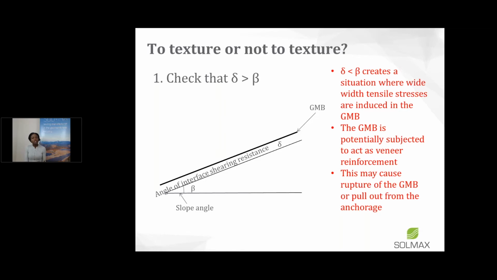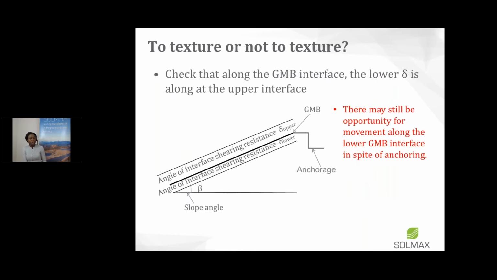So if you do find yourself in a situation where you designed for a 3-to-1 slope, however, something happened, and then you ended up with a 2-to-1 slope, now your slope angle may be more than your interface friction angle between your geomembrane and whatever material is in contact with it. If it's at this point, then you may want to texture the geomembrane to increase your interface friction between the geomembrane and the contact materials, so you don't put the geomembrane into that kind of wide width tensile stress situation.